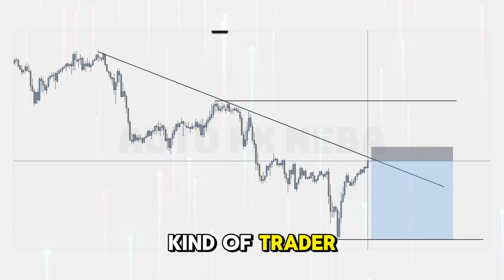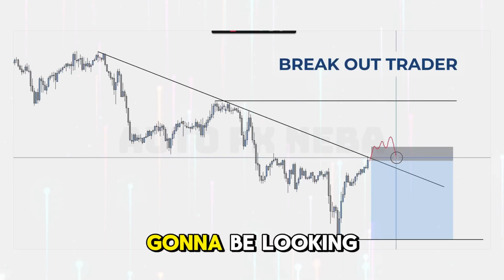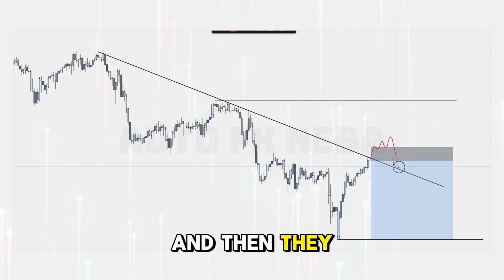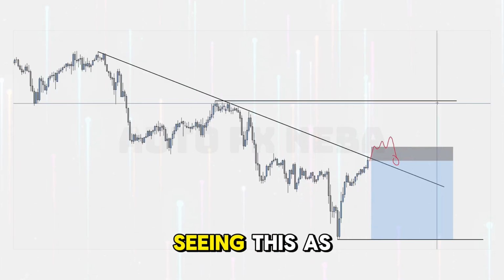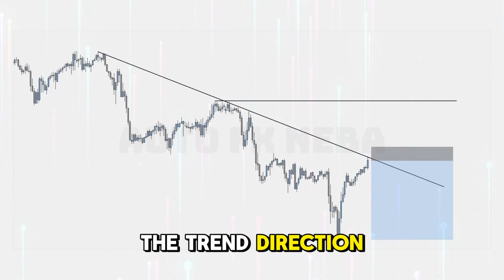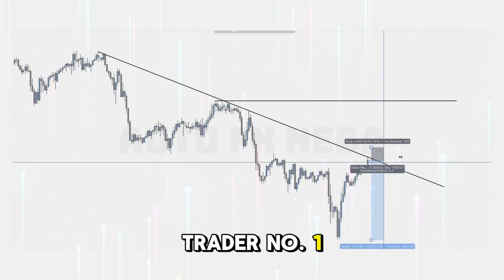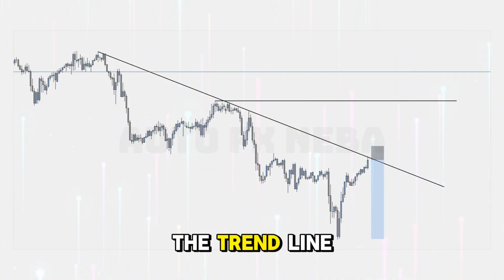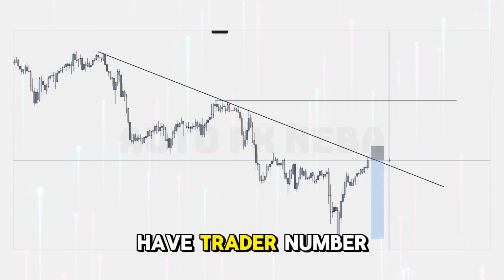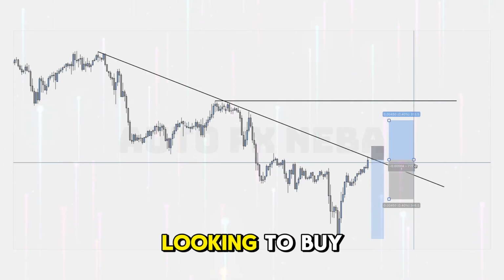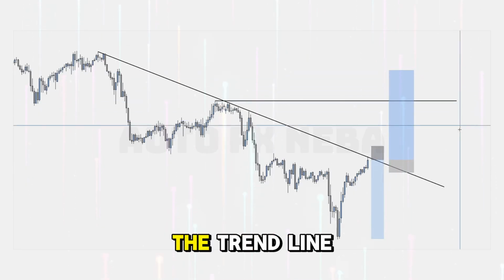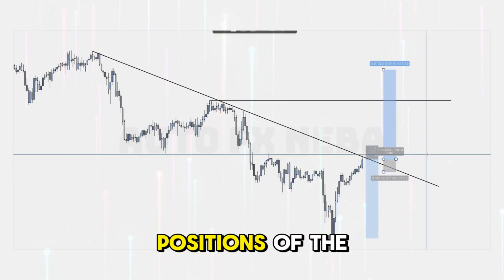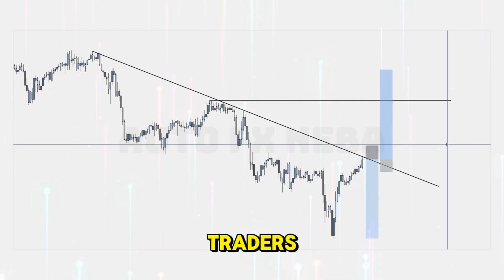Now, the other kind of trader, who is a breakout trader, is going to be looking for a break above, and then they will be looking to buy somewhere in this region to then take the market higher, seeing this as a change in the trend direction. So we have trader number one, a sell trader, getting in on the trend line retest, and we will have trader number two, the buy trader, looking to buy once the market breaks above this high and then retests the trend line. These are the positions of the standard trend line traders, okay?